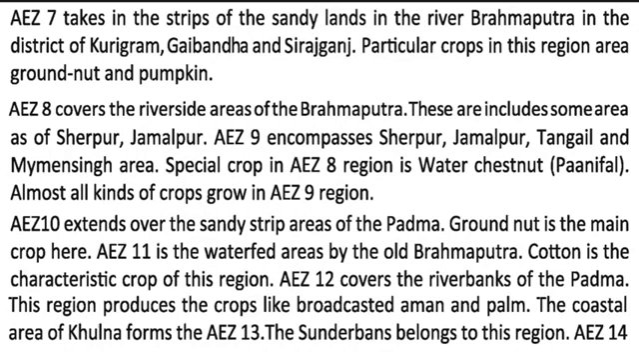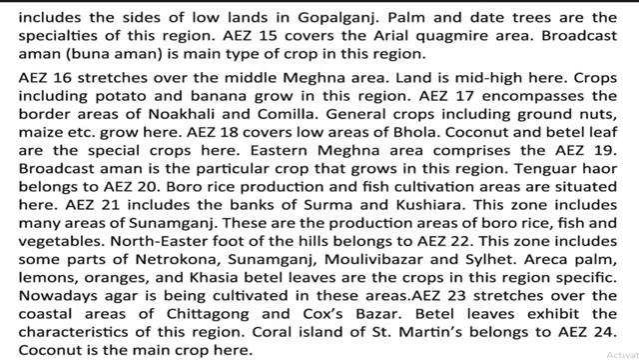Agroecological zone 12 covers the river bank of the Padma, and this region produces crops like broadcast aman and jute. We can produce aman rice and jute, and also the coastal area of Kulaura. Agroecological zone 15 covers the Beel Kumari area, and broadcast aman is the main type of crop in this region.